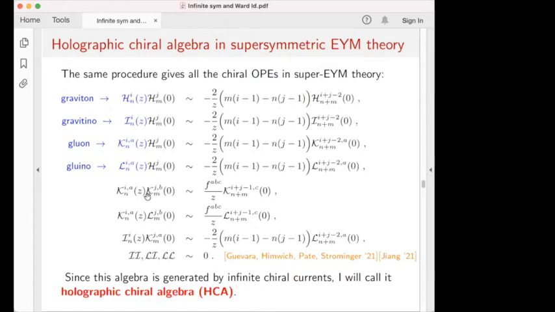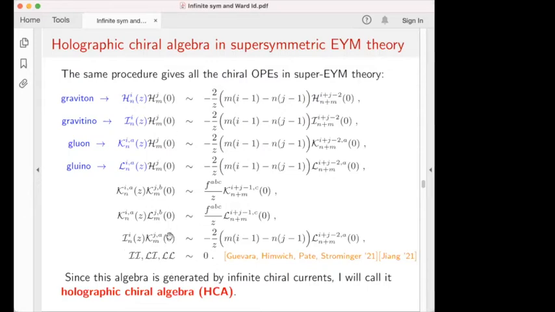We also have the Yang-Mills interactions. If we repeat the previous computation, you will find this chiral OPE between two gluons, and this chiral OPE between a gluon and a gluino, which gives another gluino. We also have this OPE between the gravitino and a gluon, which is another gluino. And finally, the chiral OPE between two fermionic currents is 0, so there's no singular part.